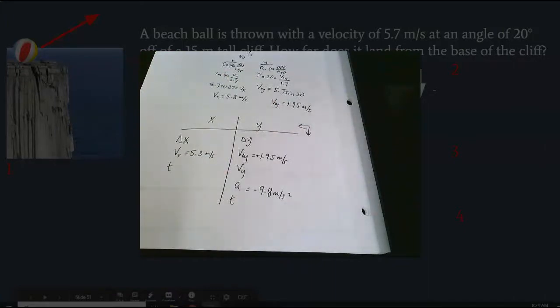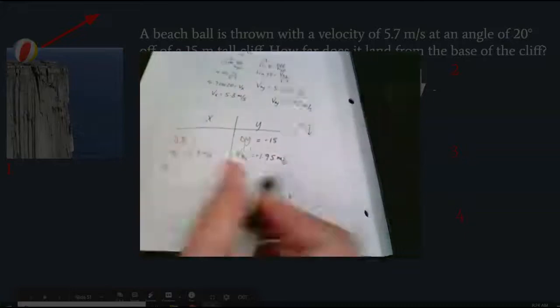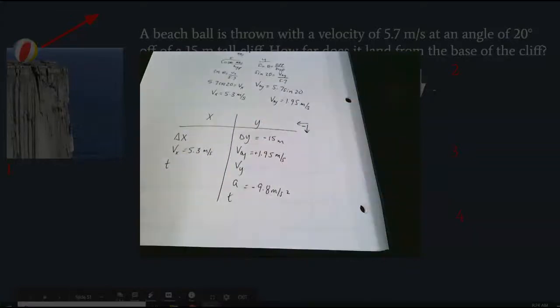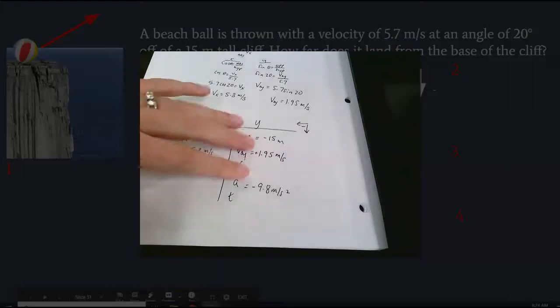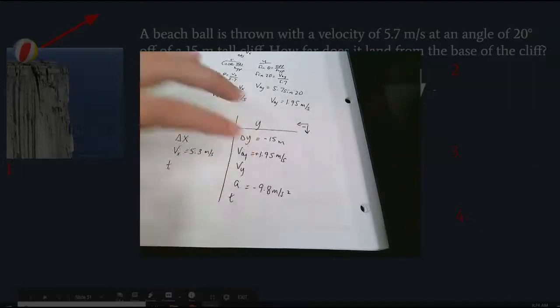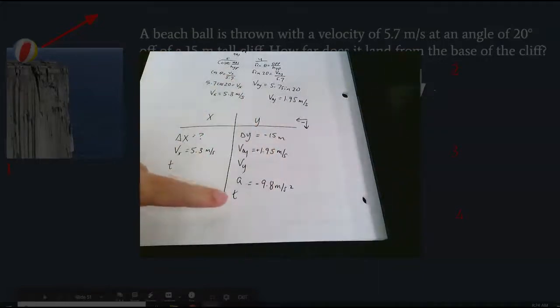From there, we need at least one more thing on one of these sides, and it looks like we're falling from a cliff of 15 meters again, and that's going to be our delta y. Remember, we're going down, so it's going to be negative. Woohoo. Okay, at this point now we're ready for some math. We have three things here. We're trying to find how far it is from the base, which is our displacement in the x direction.